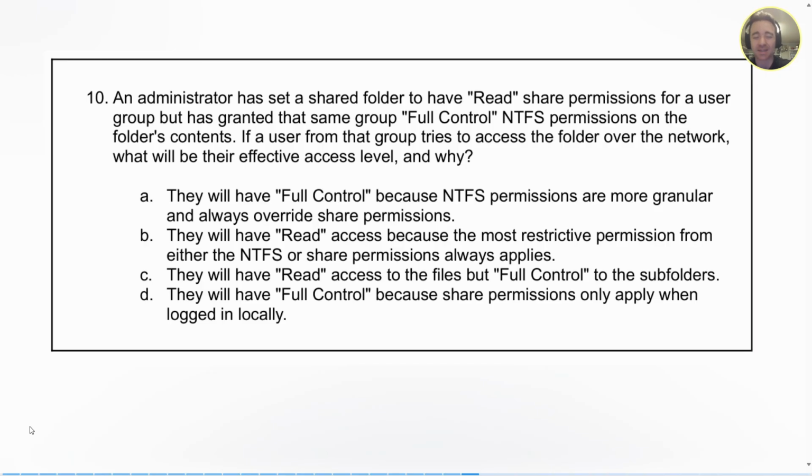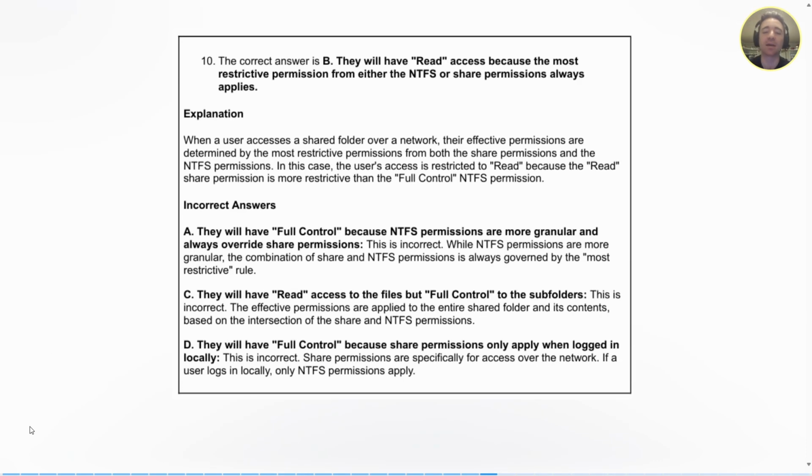Pause the video and have a think about that one. We did cover it. Your answer is coming in 3, 2, 1. Here we go. It is going to be B. They will have the most restrictive permissions applied. If you have two different sets of permissions, the most restrictive ones will be applied. So for that reason, they will have read access only. Hopefully that made sense and we remembered going over that one.